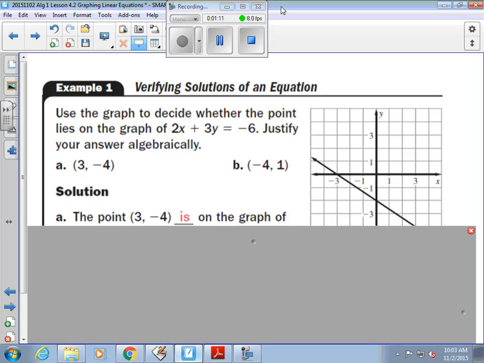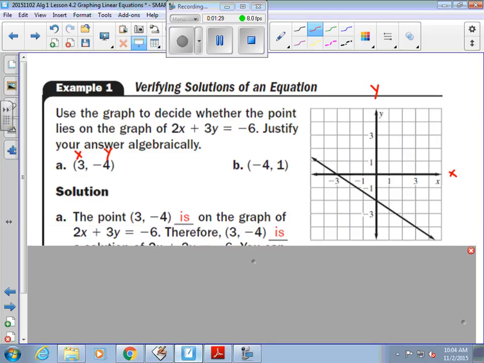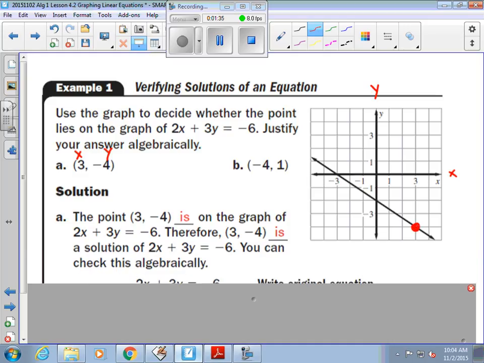So for the first one, it says (3, -4). Remember which one's which. This one's x, and this one's y. So this is your x-axis, the one going across. Y is the one going up and down, your vertical axis. So at (3, -4), 1, 2, 3, -4, it passes through that point right there. So graphically, we can see it falls on that line, or it falls on that graph. Therefore, it is a solution.